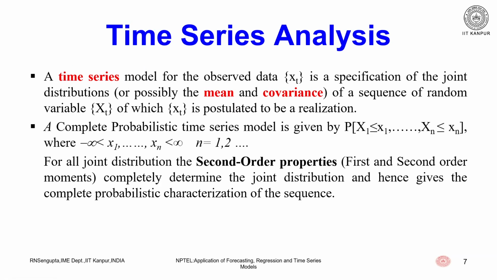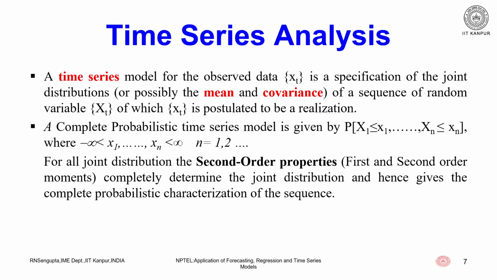So, a time series model for observed data, denoted by x suffix t, is a specification of the joint distribution or possibly of the mean and the covariance. Covariance means the dependence of the data x t with respect to x t minus 1, or the relationship of x t with respect to x t plus 1, depending on how the time frame is being measured. I mentioned x t and x t minus 1, which means I am considering a time difference of 1 unit. 1 unit can be a second, a minute, whatever you consider.